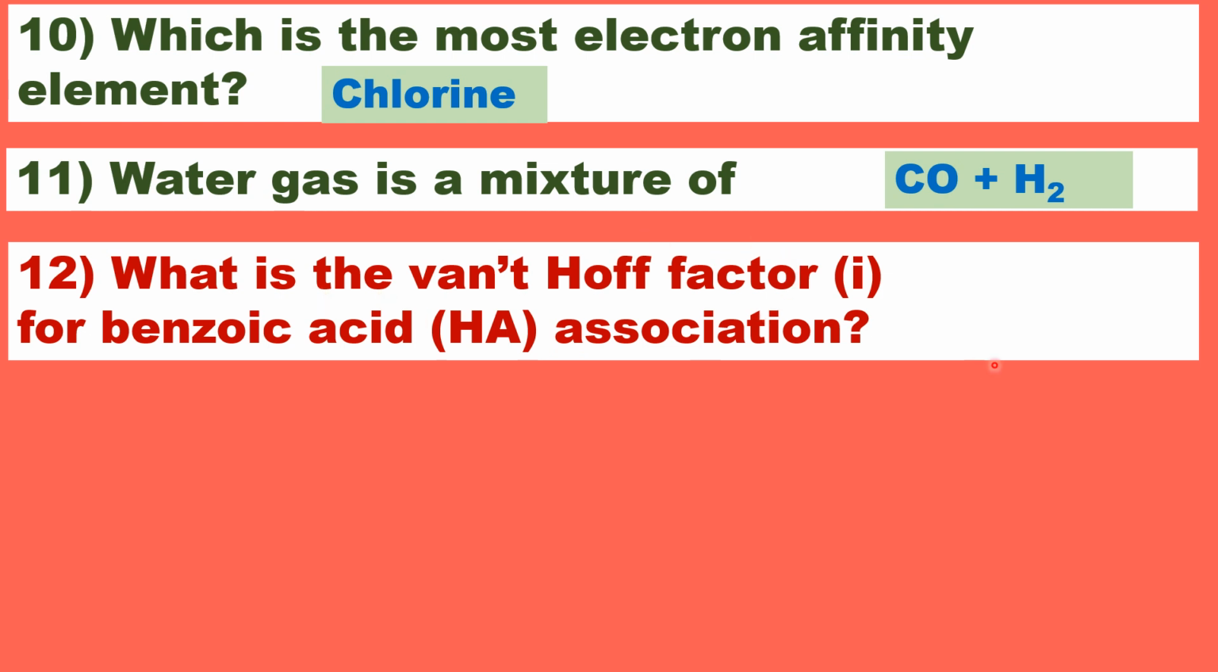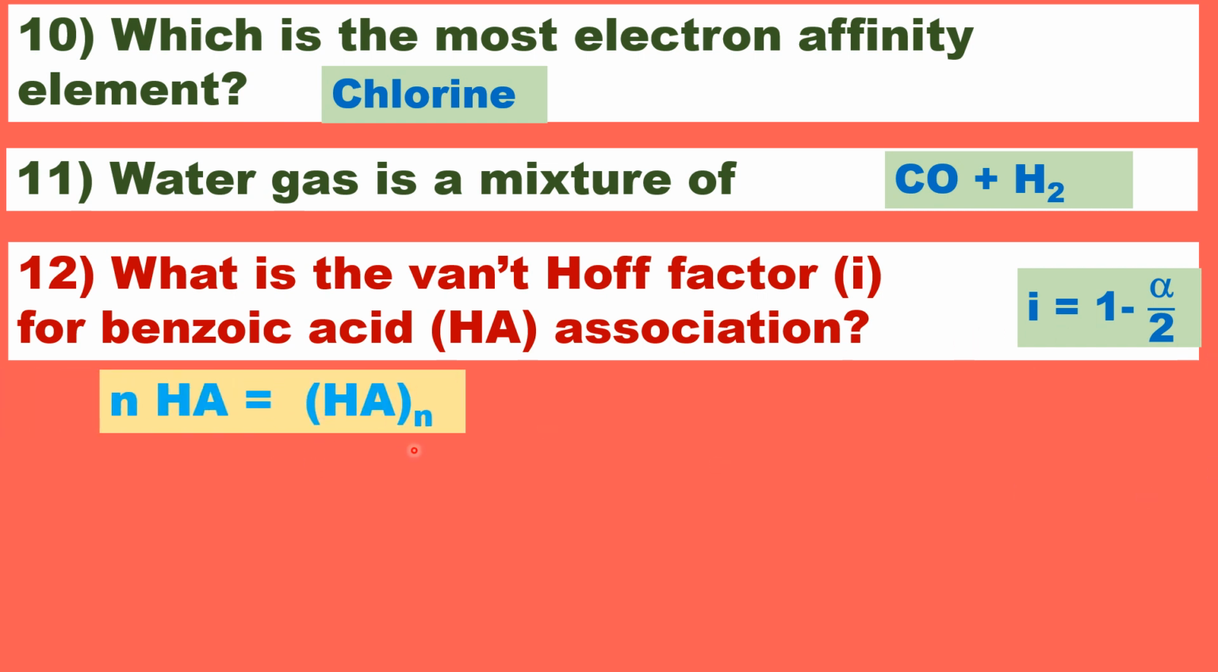What is the van't Hoff factor for benzoic acid association? For example, acetic acid undergoes dissociation, whereas benzoic acid undergoes association. It especially forms a dimer. In that case, i equals 1 minus alpha by 2. For acetic acid, i equals 1 plus alpha, where there will be dissociation. Okay, let us see how this formula is obtained.